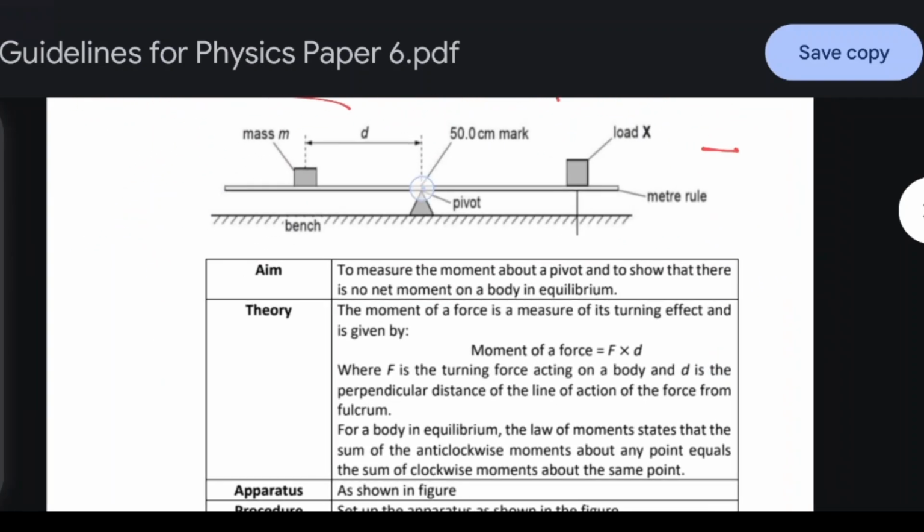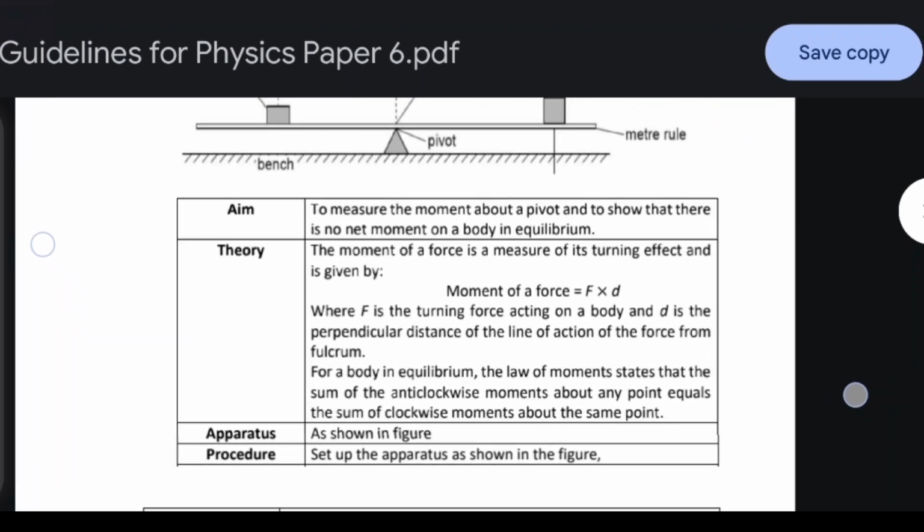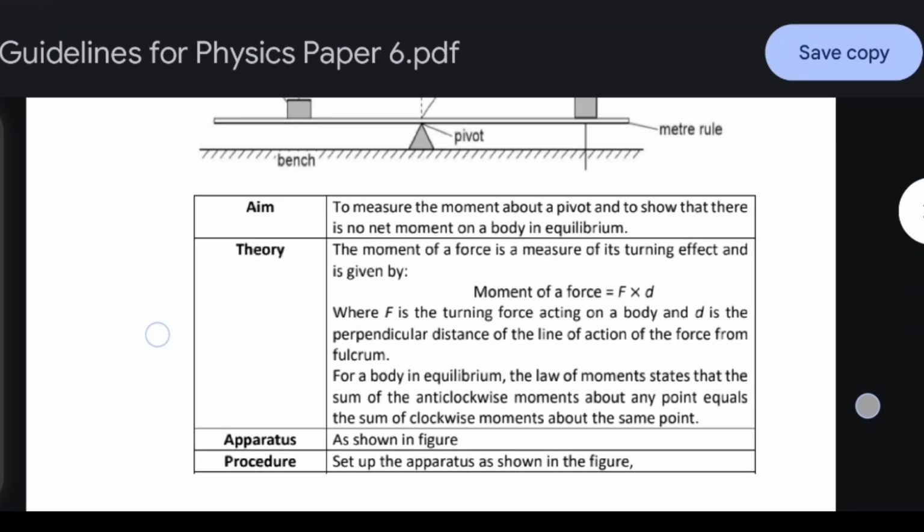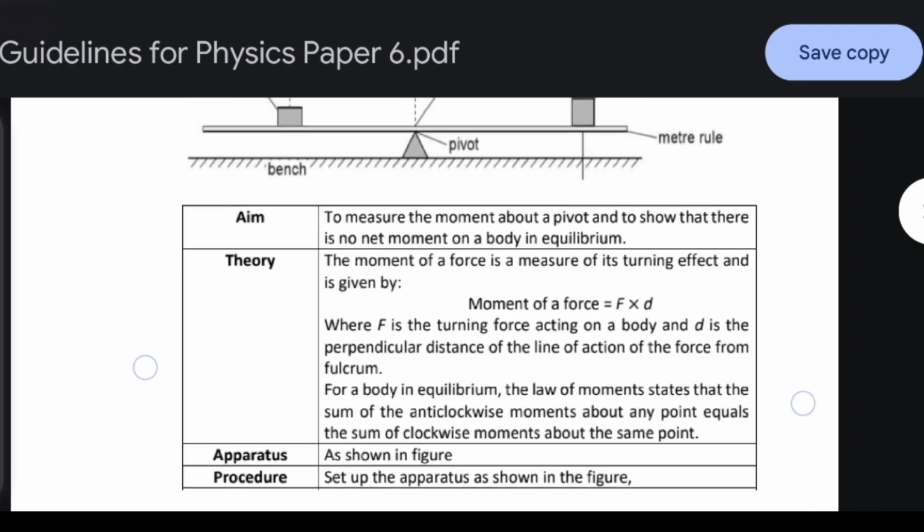What we're doing is placing the pivot here and keeping the ruler on top of this. Then we're placing the blocks and we want the ruler to be uniform and balanced. So let's see this. Aim: what is the aim? To measure the moment about the pivot and show that there's no net moment on a body in equilibrium.